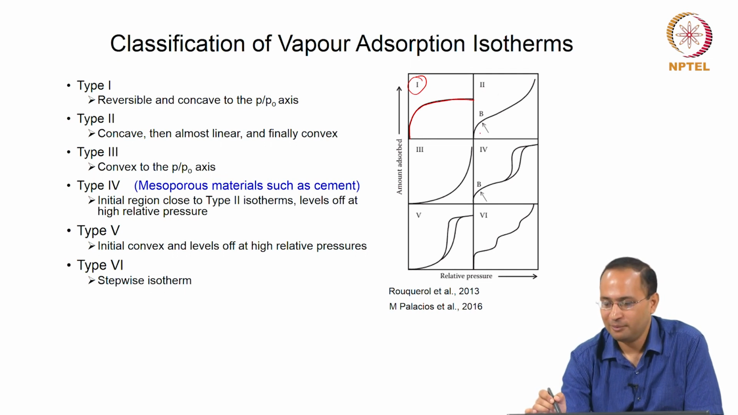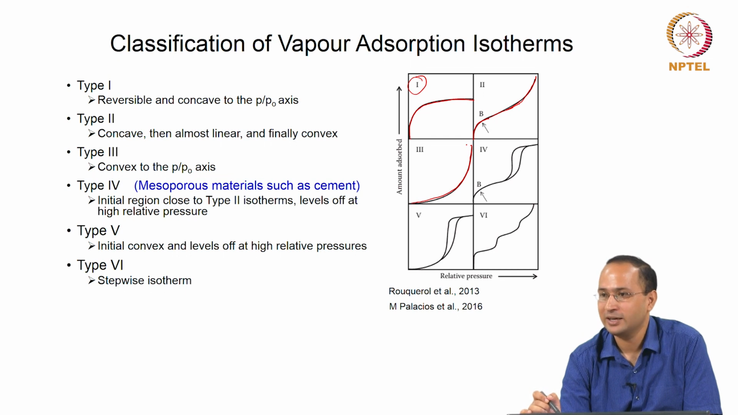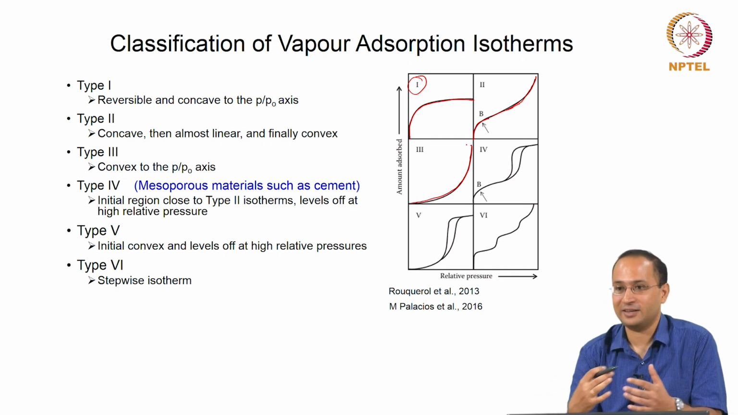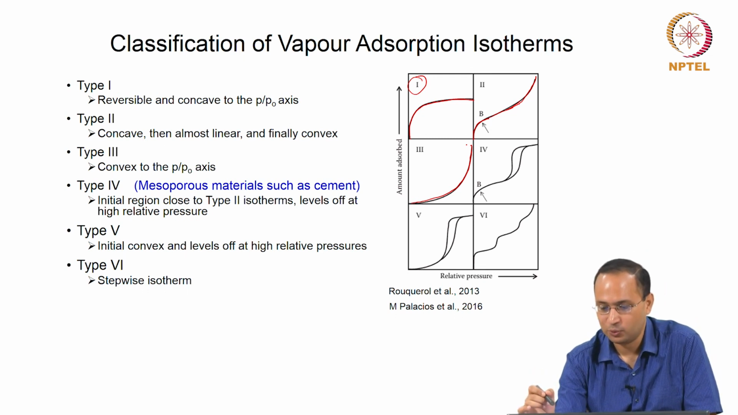Type 2, see the difference: first you have a concave, like type 1, then almost linear, then finally convex. Right, concave, linear and convex. Type 3 is convex to the P over P0 axis. These are typically what we see, the 6 types of isotherms classified as per IUPAC.